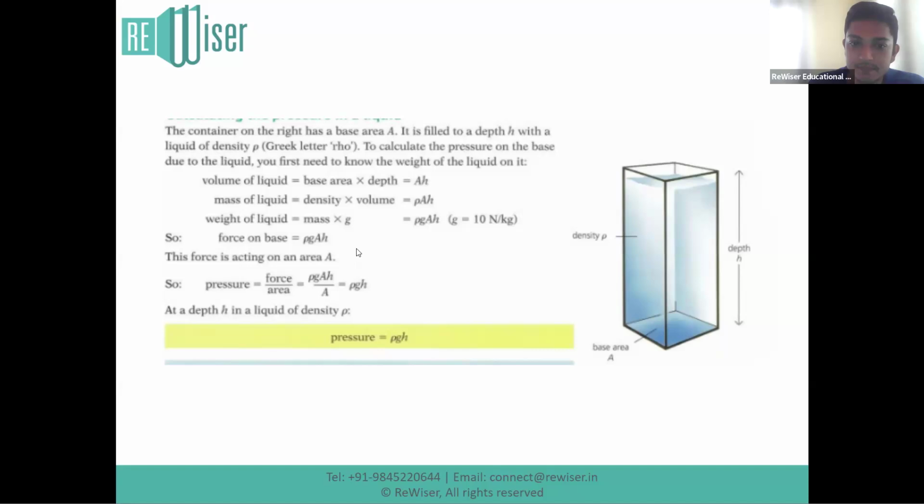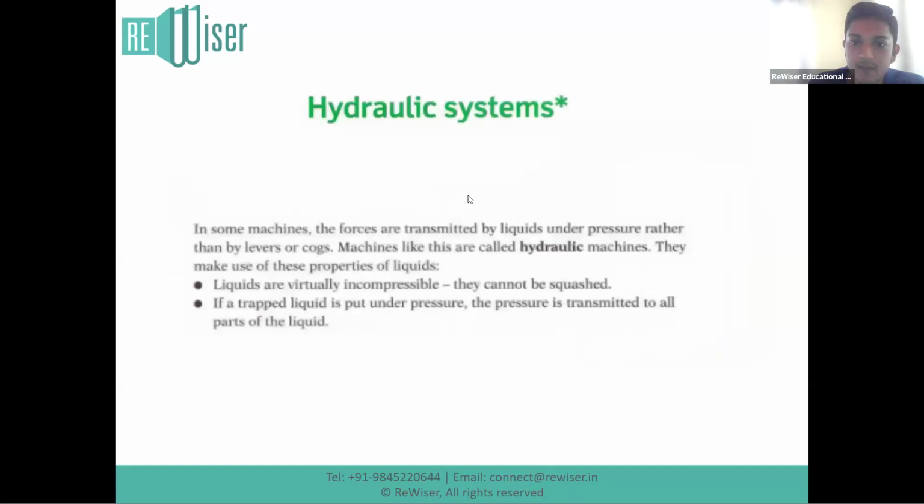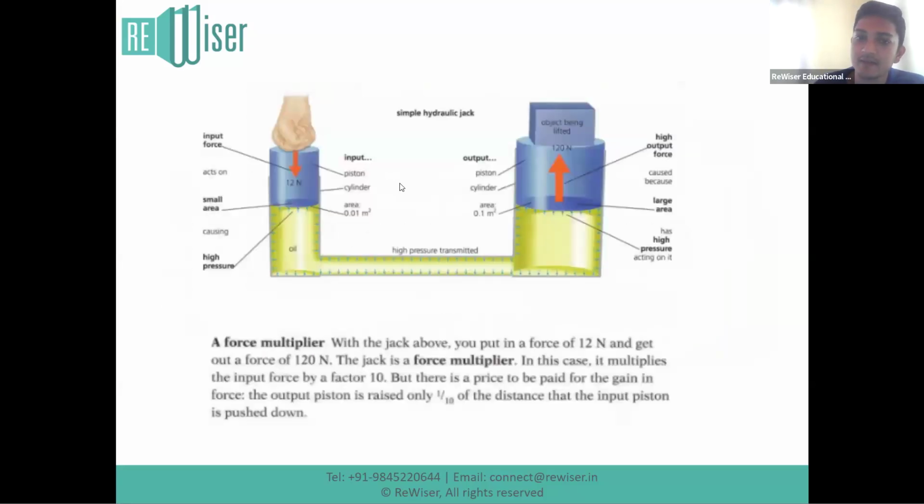Let me move forward. Next, we discuss hydraulic systems. Hydraulic systems, as discussed, work on a very simple premise. Let's say you're trying to lift an object that weighs close to 120 Newton, but the force that you're able to apply is just 12 Newton. So the applied force is just 12 Newton, but you wish to lift an object that's 10 times your applied force. How do you do this? You use the concept of a hydraulic lift.